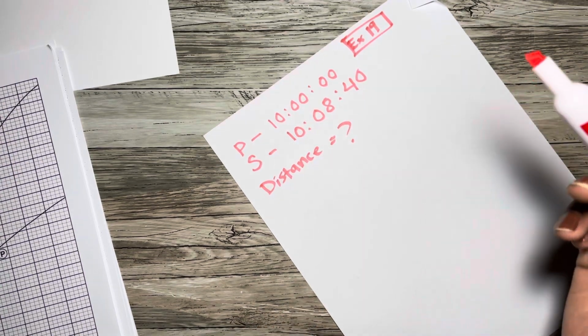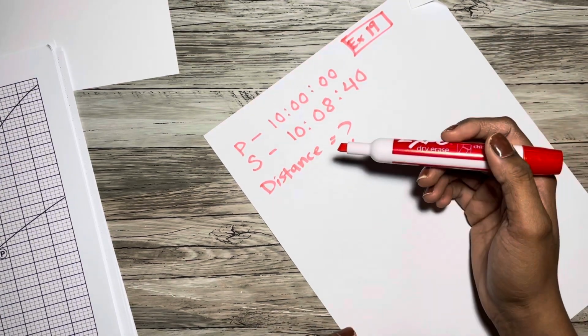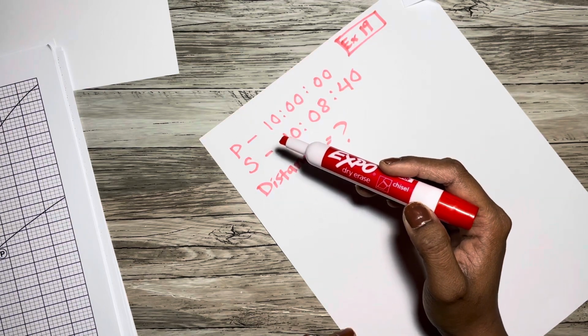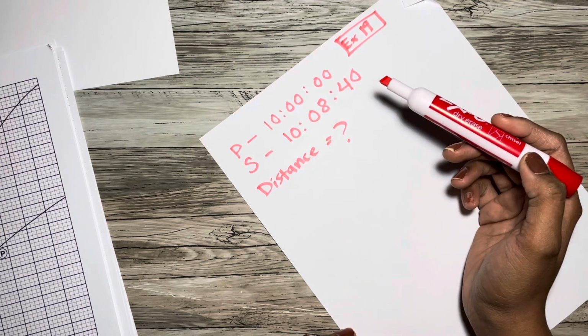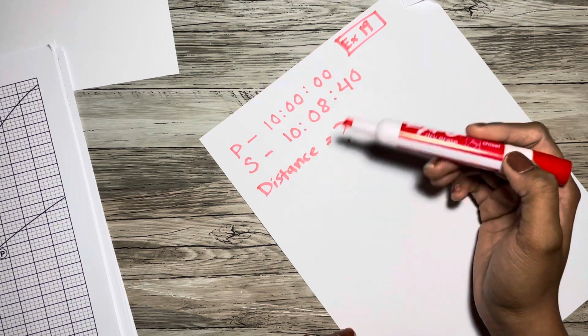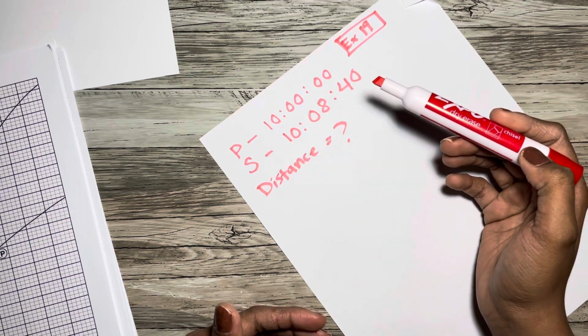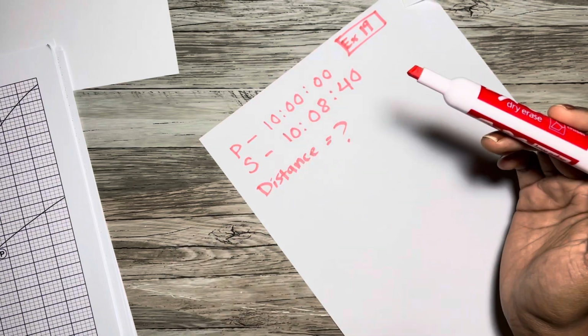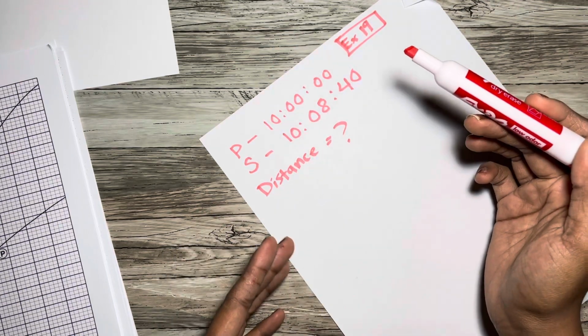So to figure this out, what I need to do is find the time difference between my P and S wave, and then I can use my scrap paper on my reference table and do the reverse of what I've been doing, by using my time difference to figure out the distance that they travel. So here's how you do it.